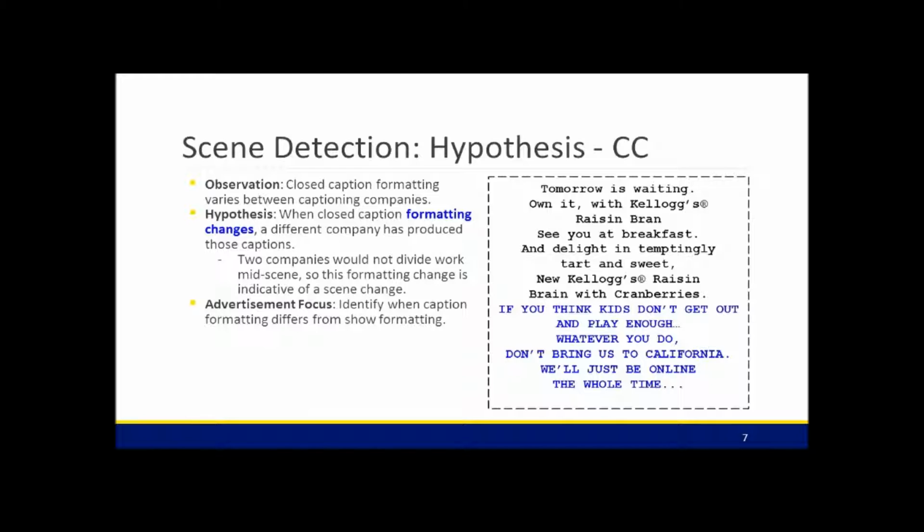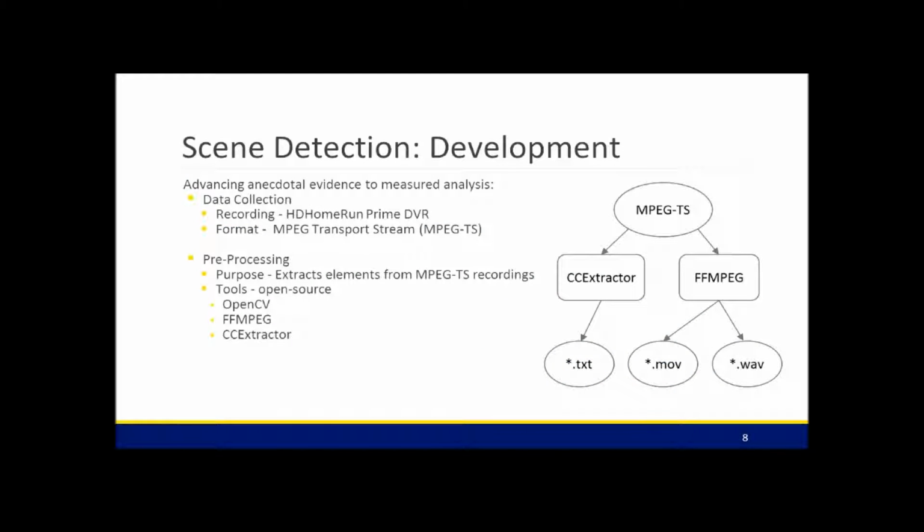We noticed that closed captioning companies don't have a standard for the formatting they use, and the formatting will vary depending on which company authored the closed captions. Our hypothesis was that these companies wouldn't share the workload by splitting mid-scene, so when formatting changes, that would indicate a change of scene. This turned out to be particularly useful in detecting advertisement blocks, because each advertisement would come with its own closed captioning from a different company.